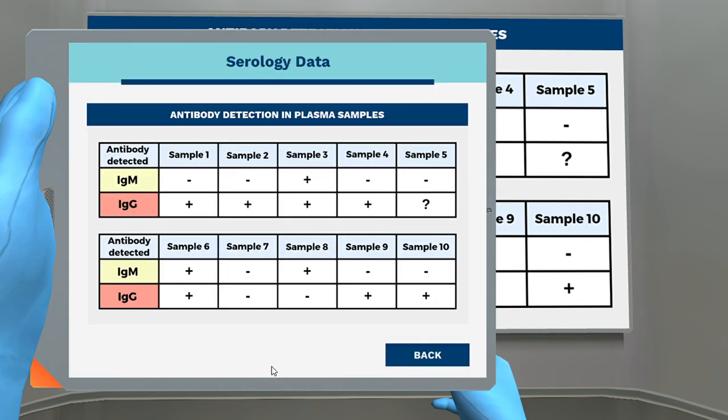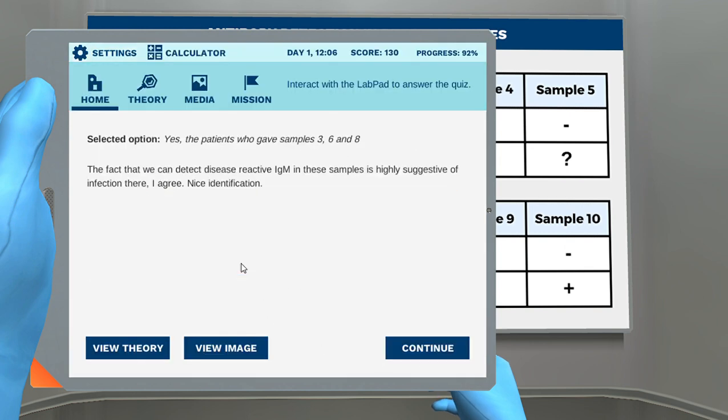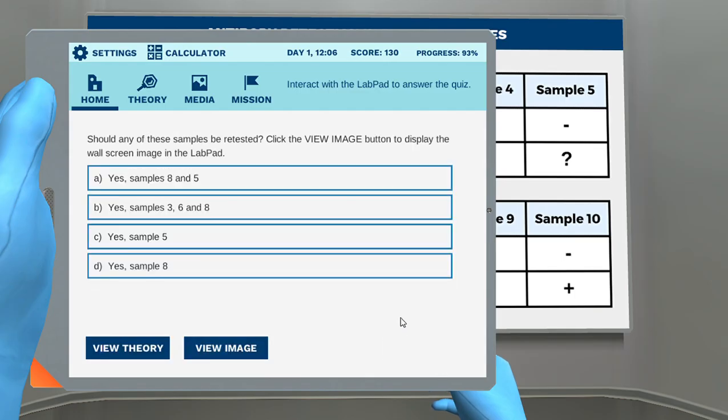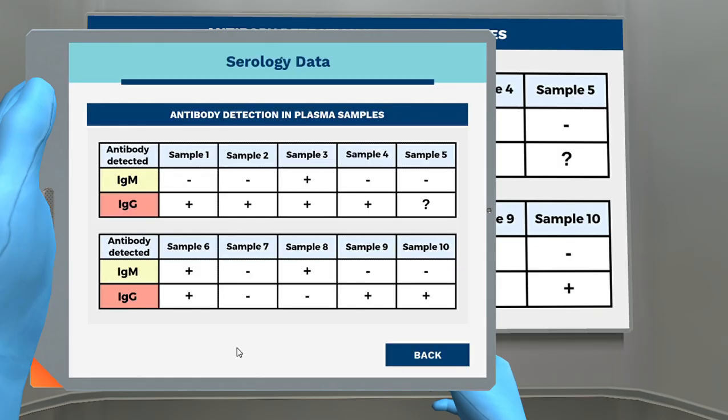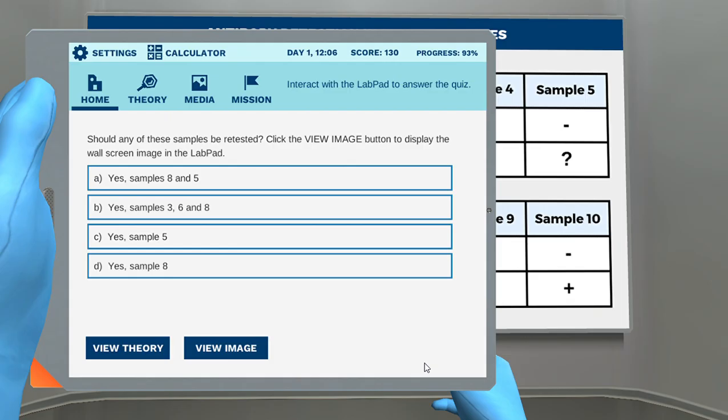Click the View Image button to display the wall screen image in the lab pad. Option A. The fact that we can detect disease-reactive IgM in these samples is highly suggestive of infection there. Should any of these samples be retested? Click the View Image button to display the wall screen image in the lab pad. Option A. Yes, samples 8 and 5. Option B. Yes, samples 3, 6.